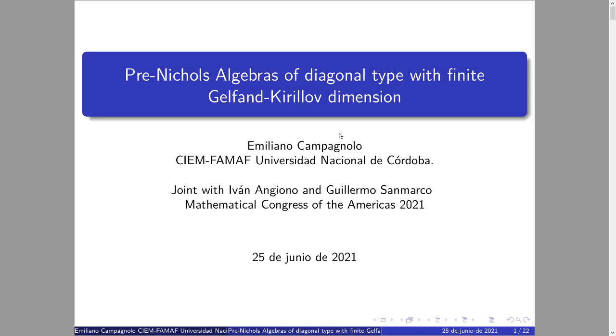This talk is titled Pre-Nichols Algebra of diagonal type with finite Gelfand-Kirillov dimension. This talk is based on 3 works. One already published by Andruskiewitsch-Sanmarco. The other 2 we did with Angiono and Sanmarco. One is already published in arXiv.